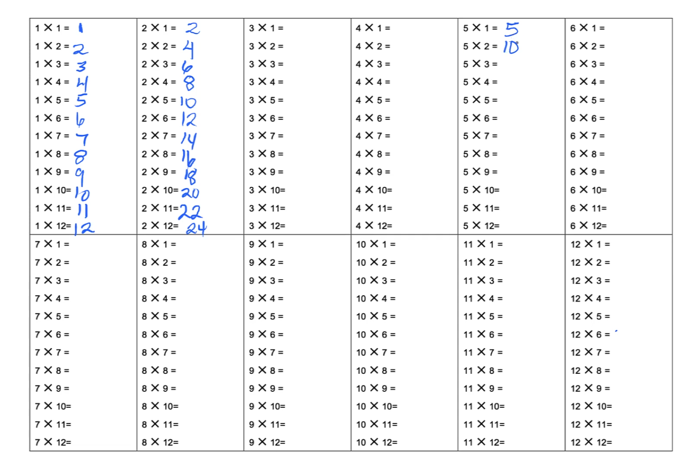So for the 5 times table, you can count in fives. That's 10, 15, 20, 25, 30, 35, 40, 45, 50, 55, and 60.